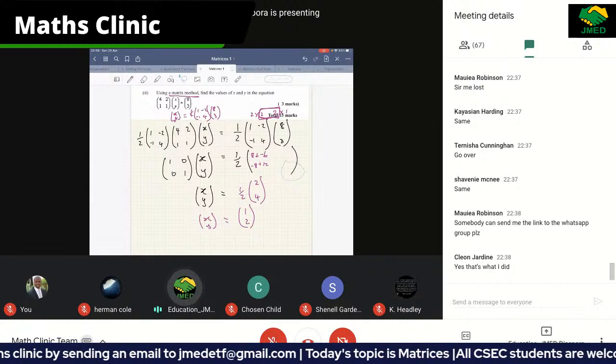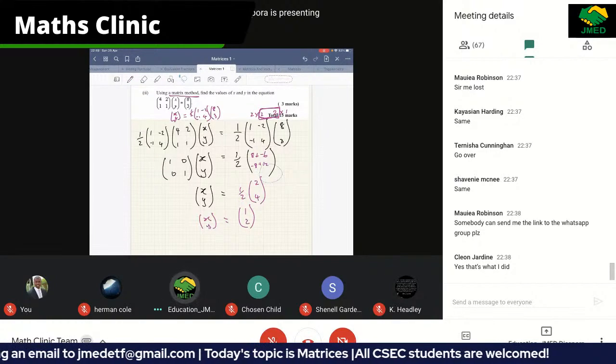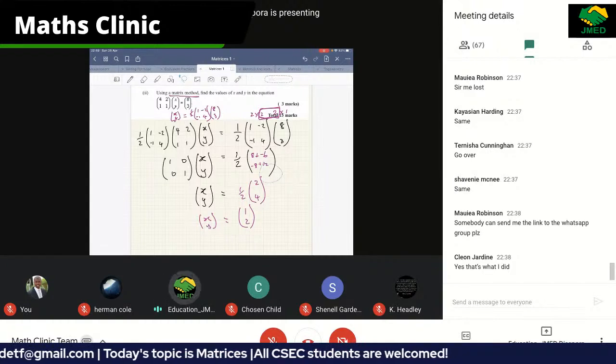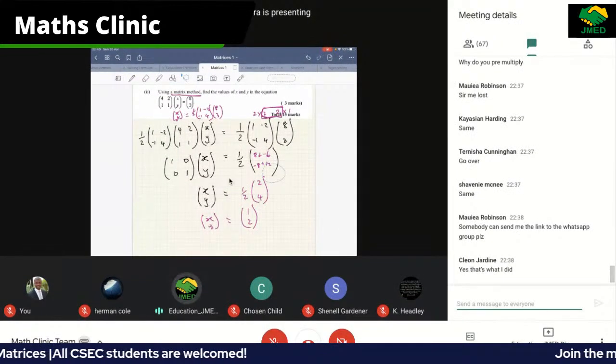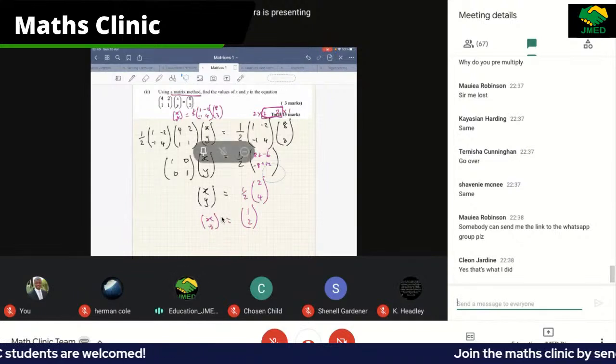So it's how we work them. Maybe I'm using my method from a different method, but there's a principle behind it, and then we can solve it. All right?